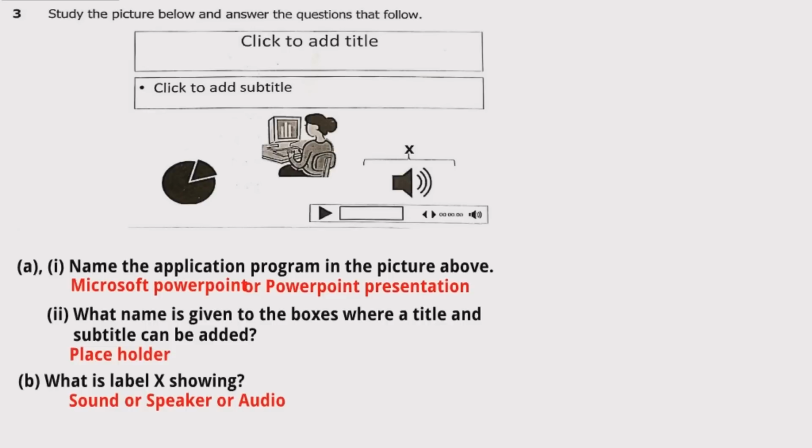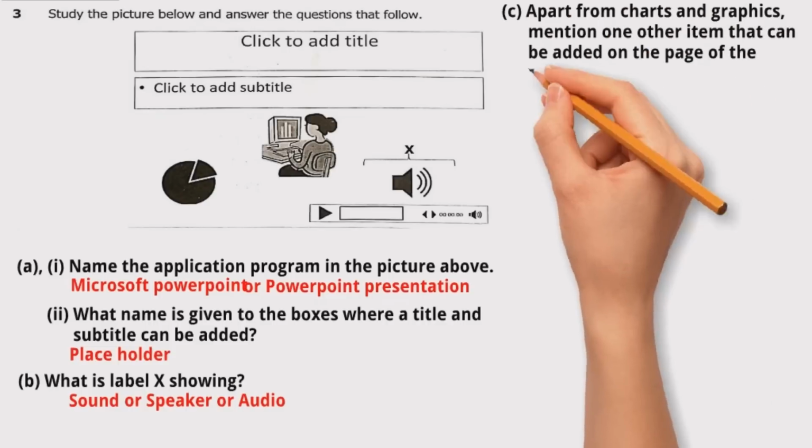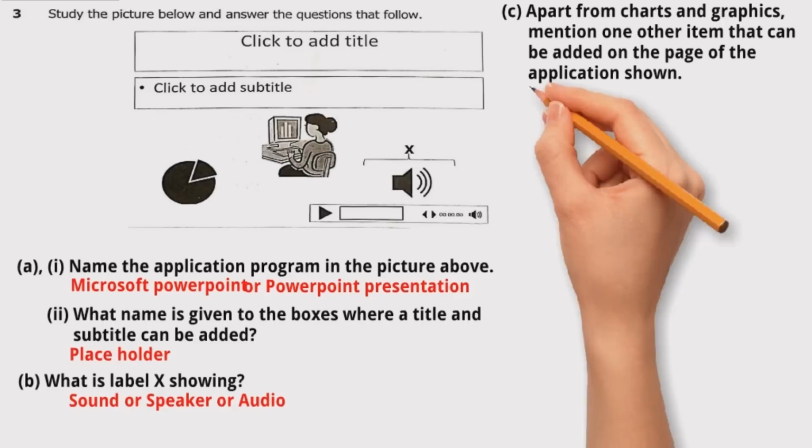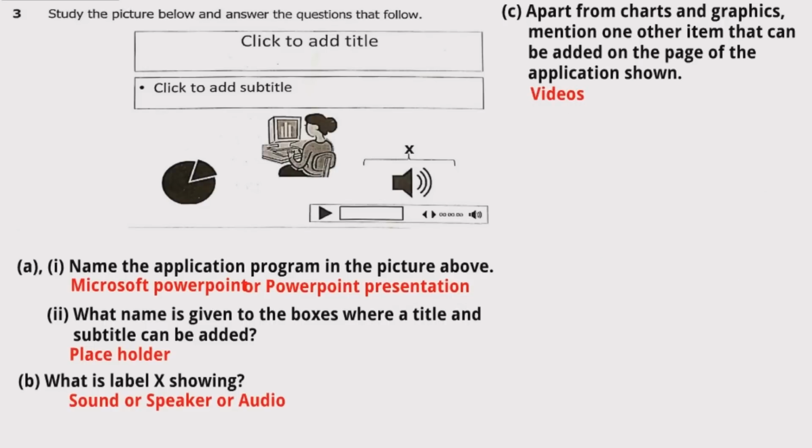Okay, then we come to question 3C. Apart from charts and graphs, mention one other item that can be added on the page of the application shown. Okay, so what you can add there, you can also add videos. So you can also add videos there.